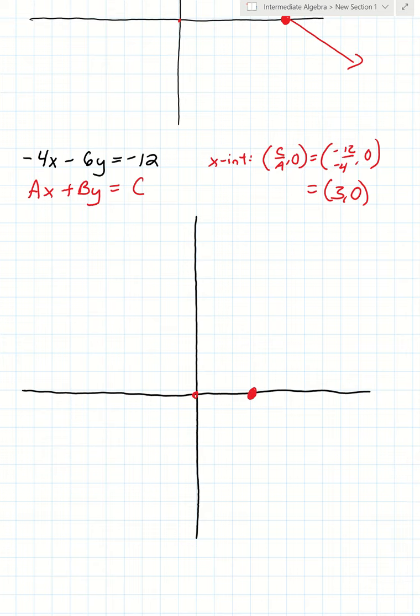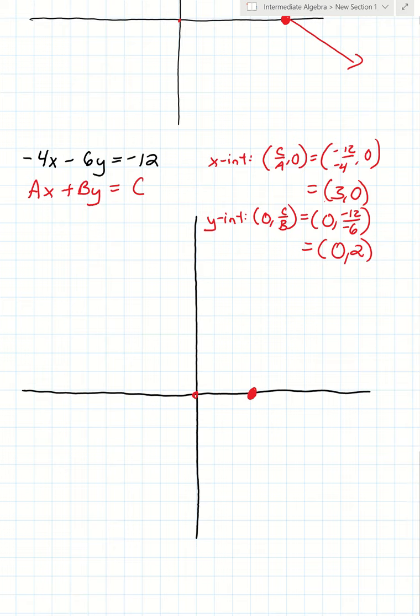Next, let's get the y-intercept. Recall the formula (0, c divided by b). Well, 0, comma, the value of c, negative 12, divided by b, which is a negative 6. And when we simplify that, we have the ordered pair (0, 2).